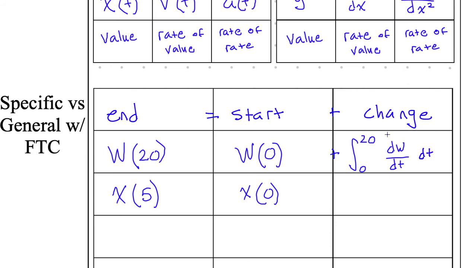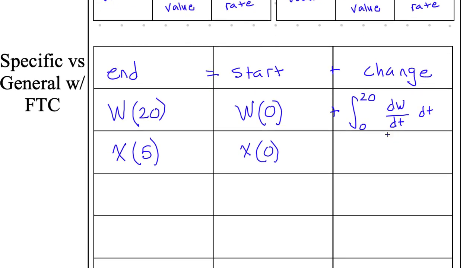This all sounds familiar. We've done this before. Things are about to get tricky, so let's make sure we really have these down. So this is going to be start plus, what's our change? Integral from where to where? 0 to 5. Of what? dx. Let's say x is position. So it's going to be x of 0 plus the integral of what is the derivative of position? Exactly, velocity. v(t) dt, velocity.